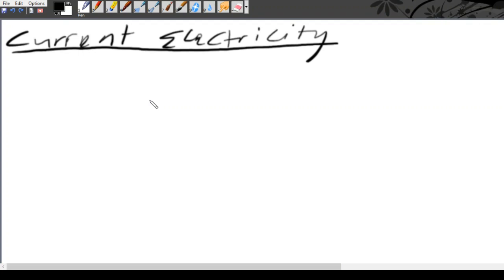So the first symbol that we're going to start with is that of a wire. The wire is written in this form, and the function of wire is to pass current very easily from one part of a circuit to another. So that's the function. Then we're going to look at the cell.